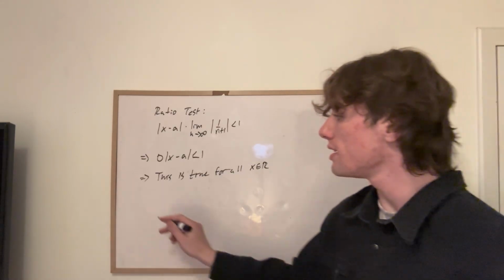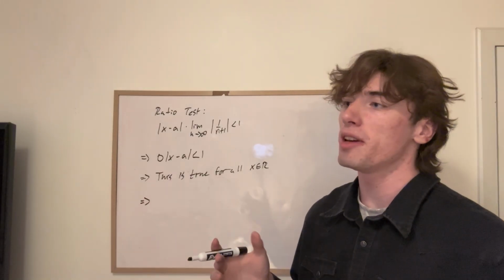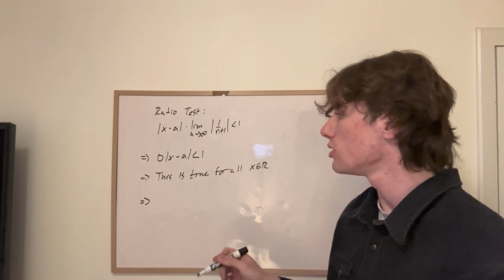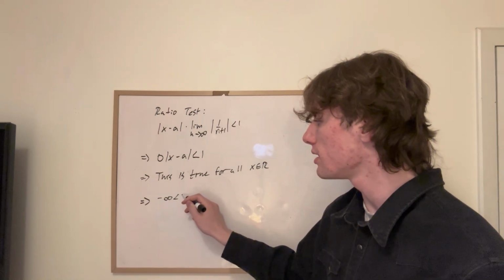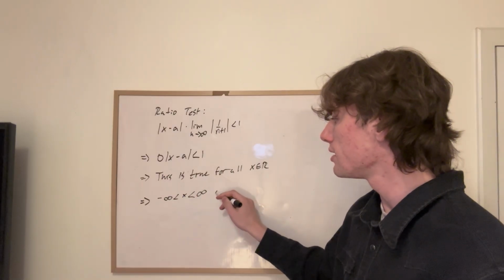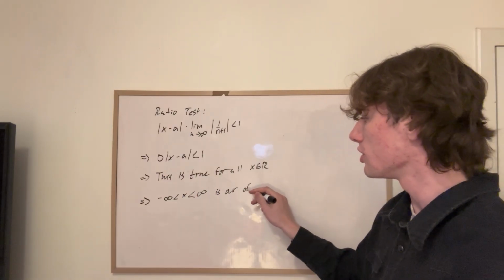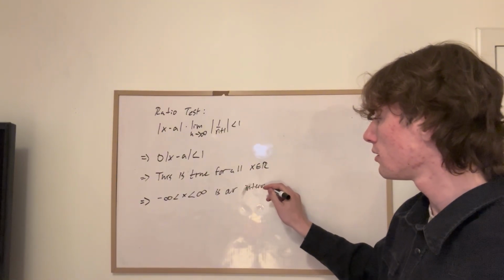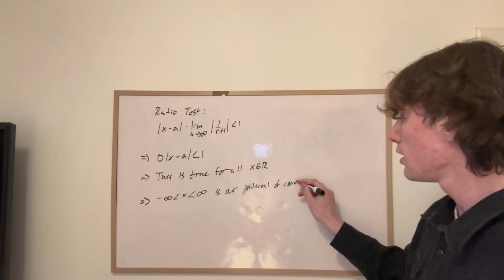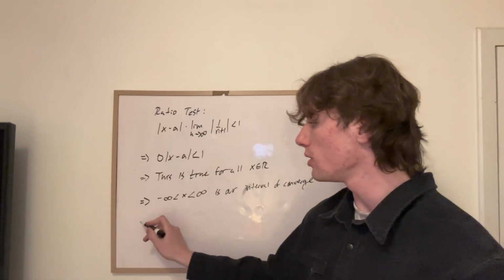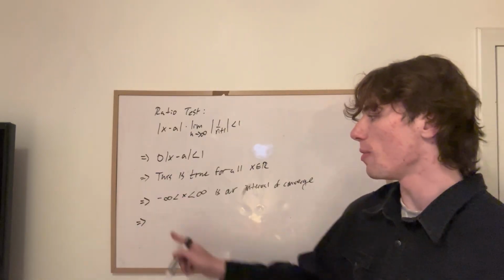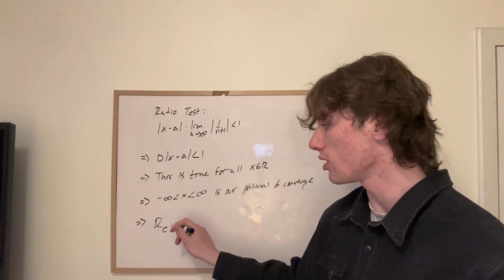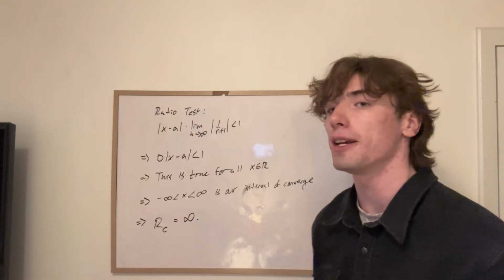So what that means is that our interval of convergence, the limit of the absolute value of a sub n plus 1 divided by a sub n is always less than 1. So we can say minus infinity is less than x less than infinity is our interval of convergence. And then just one last note. Anytime you have the interval minus infinity to infinity as your interval of convergence, the radius of convergence, I'll call it RC, is just equal to infinity. And that's everything.